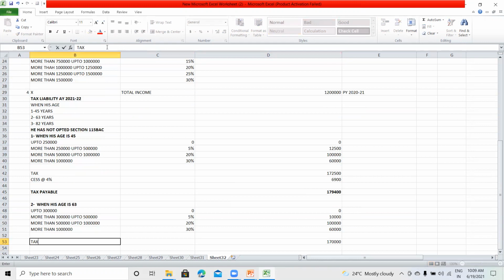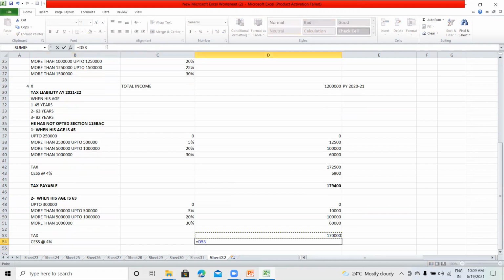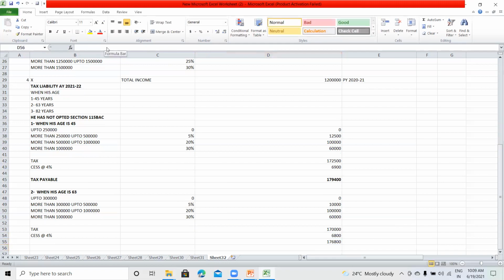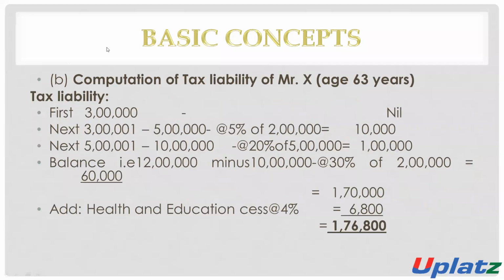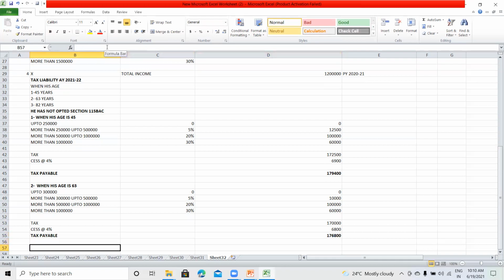So the total tax which is required to be paid by such person is 1,70,000. This is the amount of tax plus cess at the rate of 4%. So it will be 1,70,000 into 4%. So the total tax which is required to be paid is 1,76,800. Total amount of tax payable is 1,76,800.